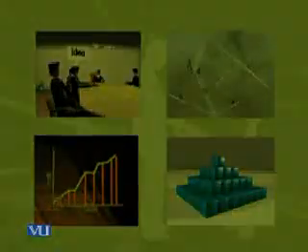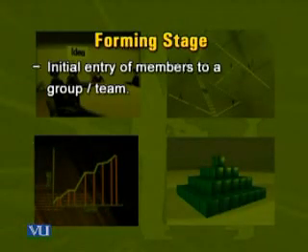Let's try to understand each one of those important stages, and then that will give us a feeling of how a team is being developed. So let's start with the first stage, forming. Whenever there is a task, a project, or a requirement for a team, people make a team. Either it is a formal team or an informal team, whether it has been formed by somebody else, by your organization, or those people are a group who want to work like a team. So the first stage is forming. The initial entry of members to a group, to a team, is the forming stage.